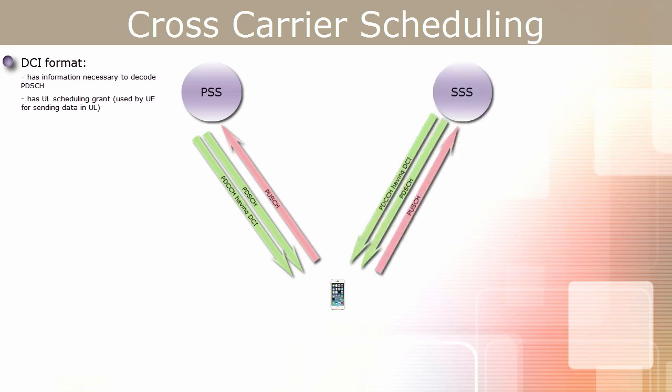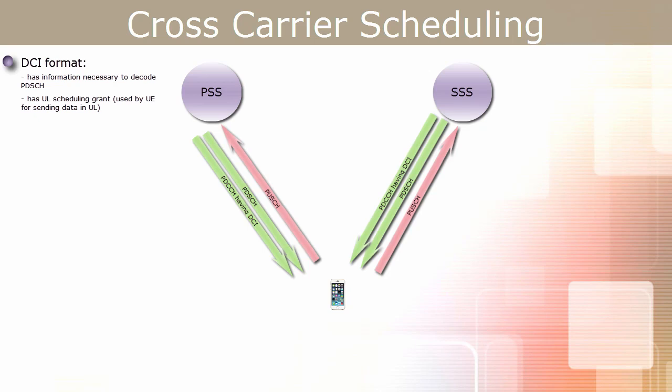Simplest configuration will be that secondary cell is transmitting its DCI format on its own PDCCH in downlink, and UE is using this DCI format to decode secondary cell's downlink data and to send data in uplink to the secondary cell. So, both primary and secondary cells are working independently.